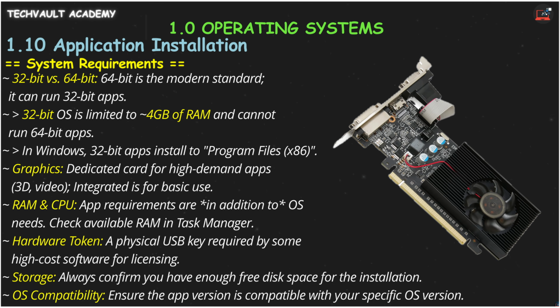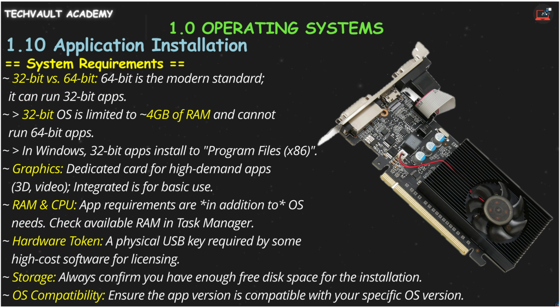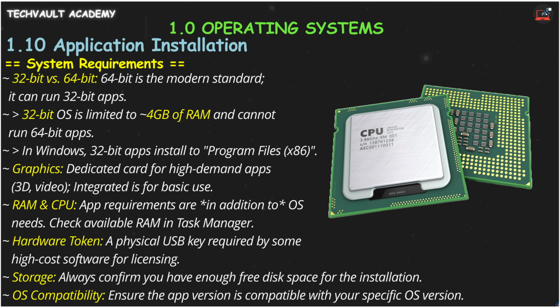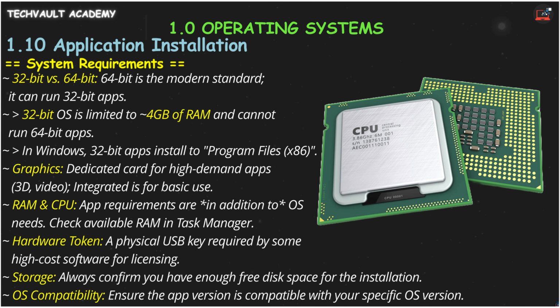Next, graphics. For basic tasks, the integrated graphics built into the CPU is fine, but for demanding software like 3D modeling or video editing, you'll need a powerful, separate, dedicated graphics card with its own VRAM, or video RAM. Always check the RAM requirement. And remember, the number listed is just for the app itself. It doesn't include the RAM your operating system is already using. The same goes for the CPU. The required speed, measured in gigahertz, must be met or the application will lag or fail.